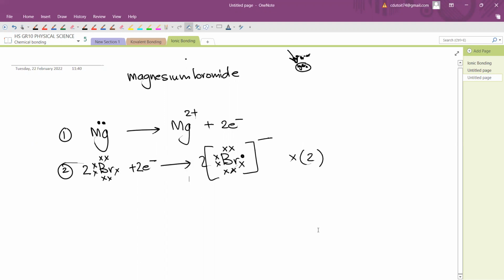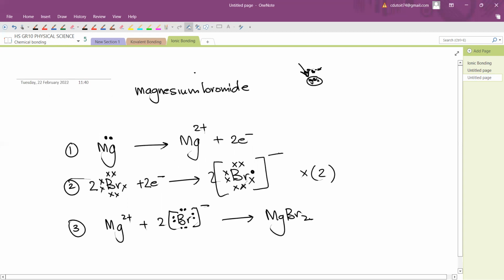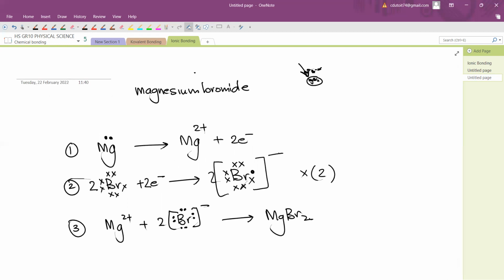Right. Therefore, in step 3, magnesium 2 plus will bond with 2 of those bromine ions. I have to put in all the electrons. It's really a lot of work. And then I'll get MgBr2. So there's your result. But in this Lewis diagram, I have to explain how it happens. Okay, now I'm going to make you do one. And it's a difficult one.